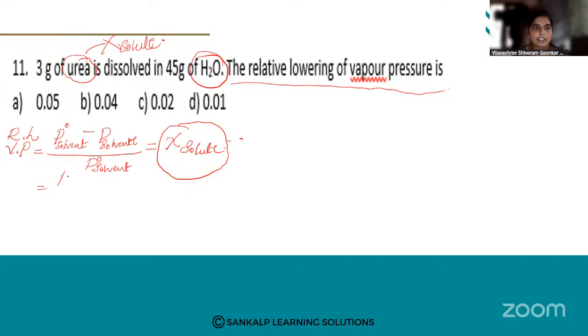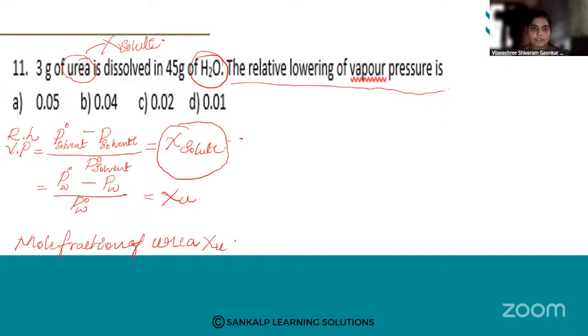It can be written as P naught of water minus P of water divided by P naught of water is equal to mole fraction of urea. XU refers to mole fraction of urea. Okay, this you have to remember. So now, mole fraction of urea is equal to what? Mole fraction of urea.